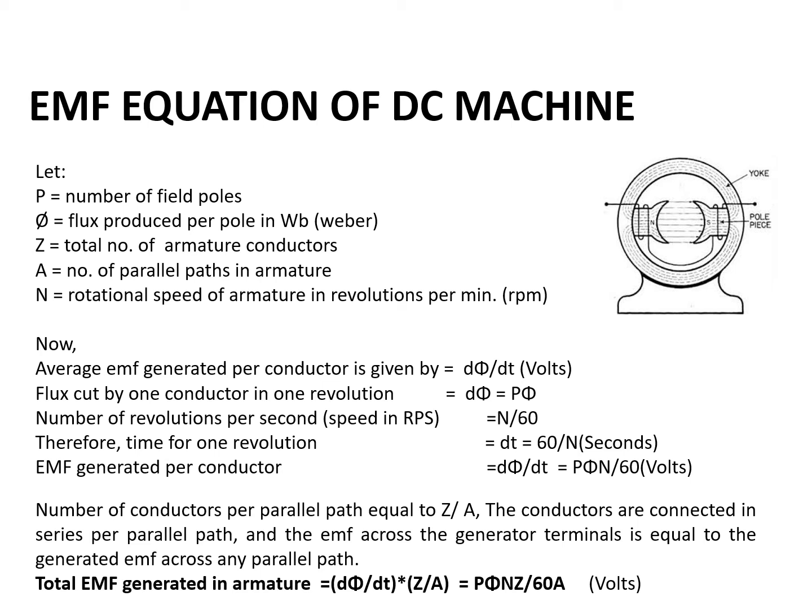The number of parallel paths, A, will be either 2 in case of the wave winding, or equal to the number of field poles P in case of the lap winding. So depending on wave winding or lap winding, the number of parallel paths will vary, but the total conductors in one parallel path will equal Z upon A. The conductors are connected in series per parallel path, and the EMF across the generated terminal is equal to the generated EMF across any parallel path.